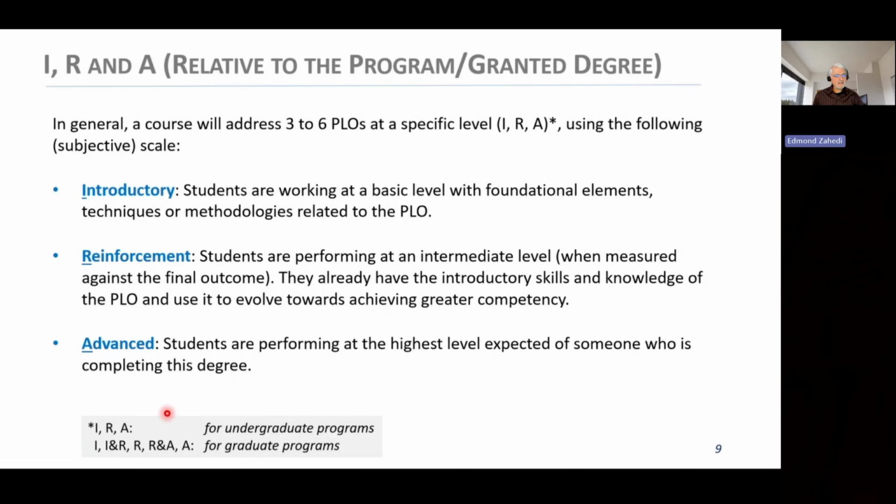So we combine the I and R, so we have a new level named I and R. Then we combine the R and A. And finally, we end up with 5 levels for graduate programs. That's the flexibility for graduate programs.